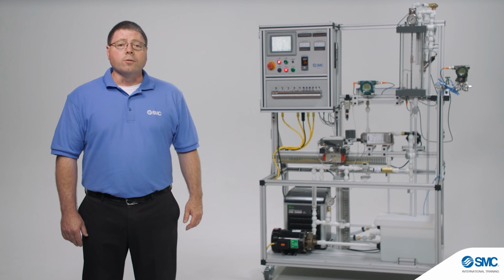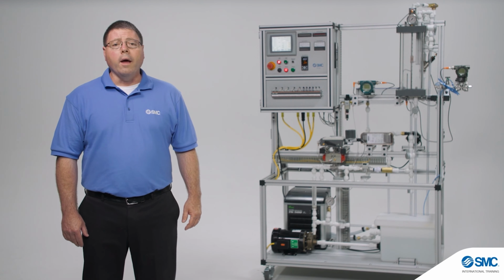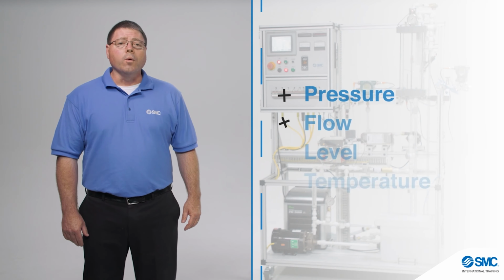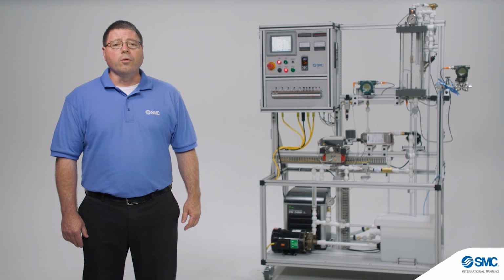Instrumentation and process control systems are used in many industrial processes to control and monitor specific system conditions such as pressure, flow, level, and temperature. These systems include complex control units and various sensors to monitor and transmit system signals.